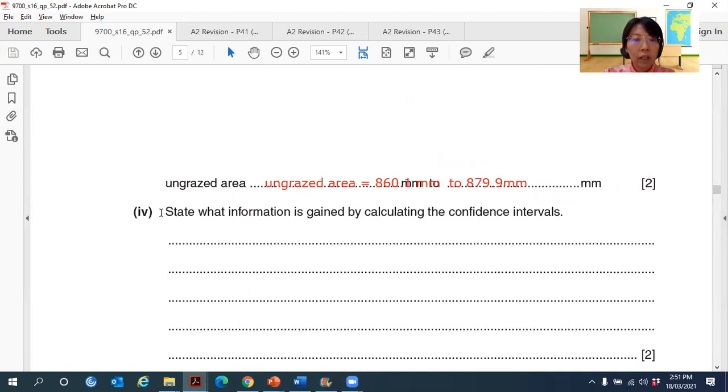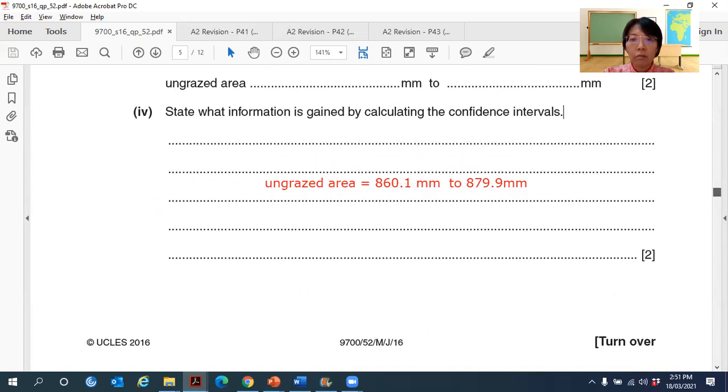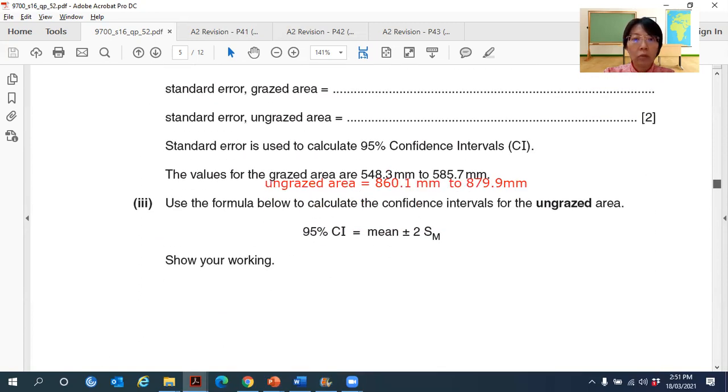State what information is gained by calculating the confidence interval. What information is gained by calculating the confidence interval, right? So for this one you have to go back to your theory. What does the confidence interval tell you? So the first thing is, now this one you're familiar with, right?